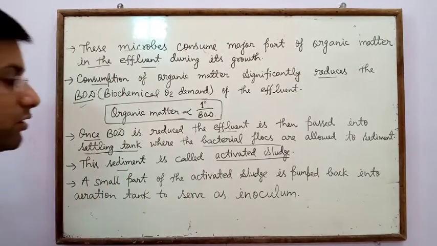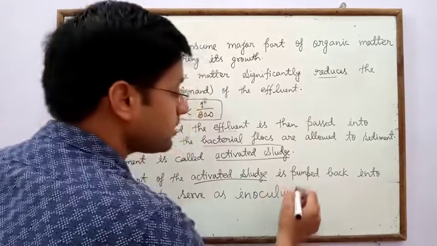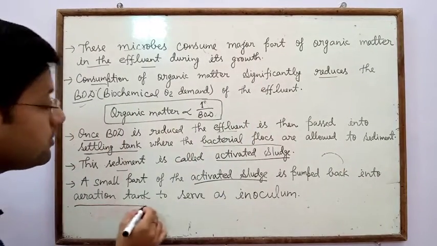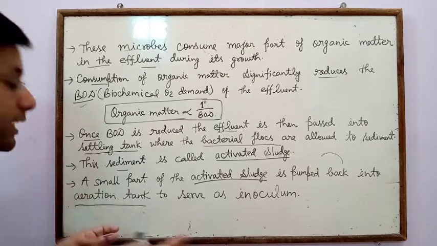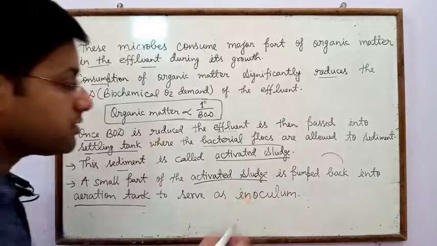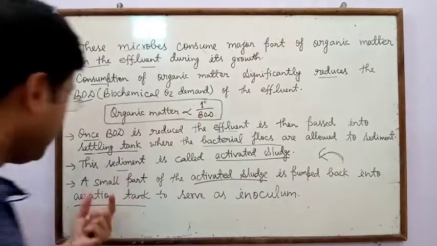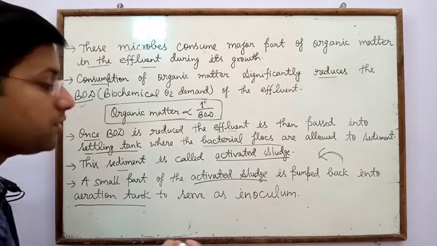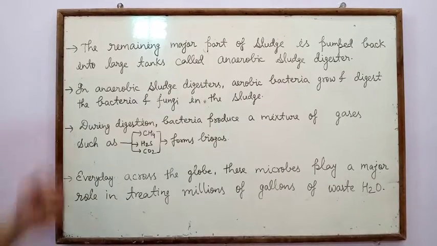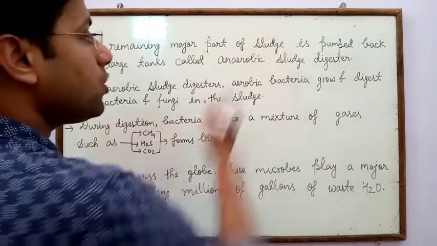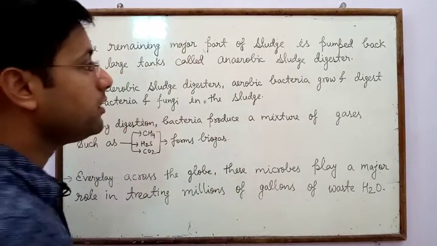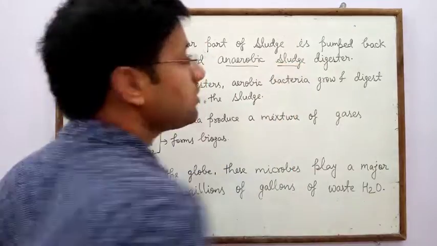A small part of the activated sludge is pumped back into the aeration tank to serve as inoculum. The remaining major part of sludge is pumped into large tanks called anaerobic sludge digesters.